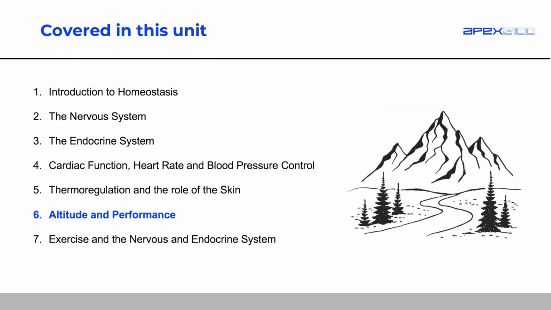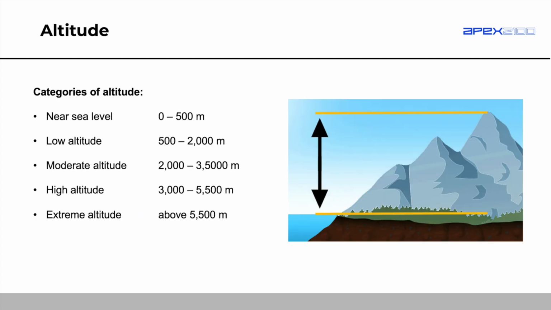Okay, we'll look at altitude and performance now. So this is very relevant for you guys. Firstly, it's important to know the different categories of altitude. Near sea level is 0 to 500 meters. Low altitude is 500 to 2,000. Moderate is 2,000 to 3,000. High altitude is 3,000 to 5,500, and extreme altitude is anything above 5,500.